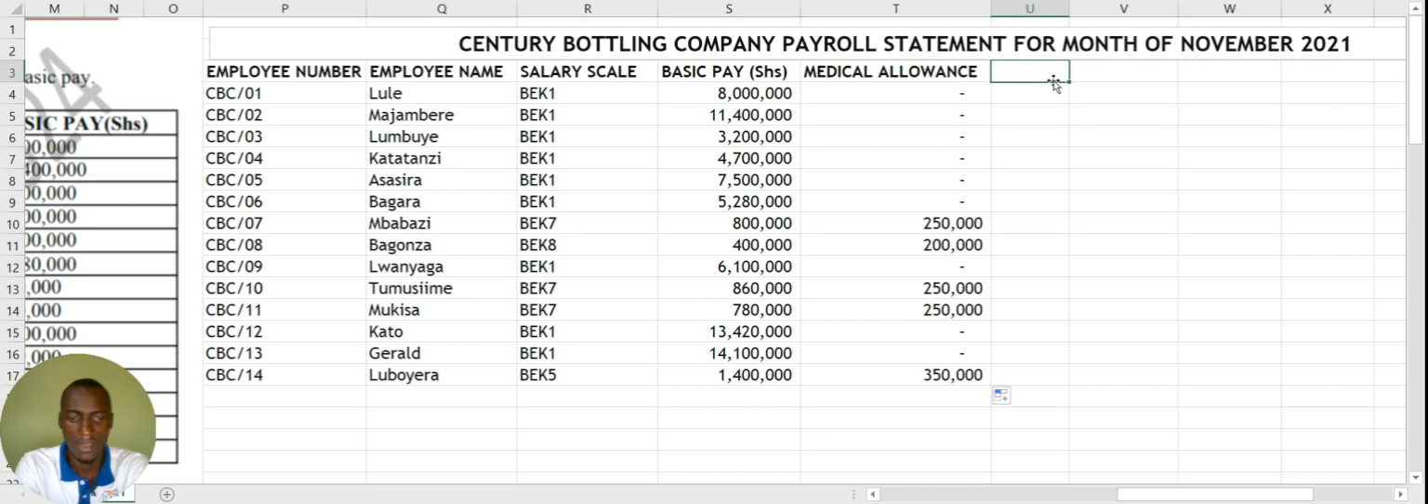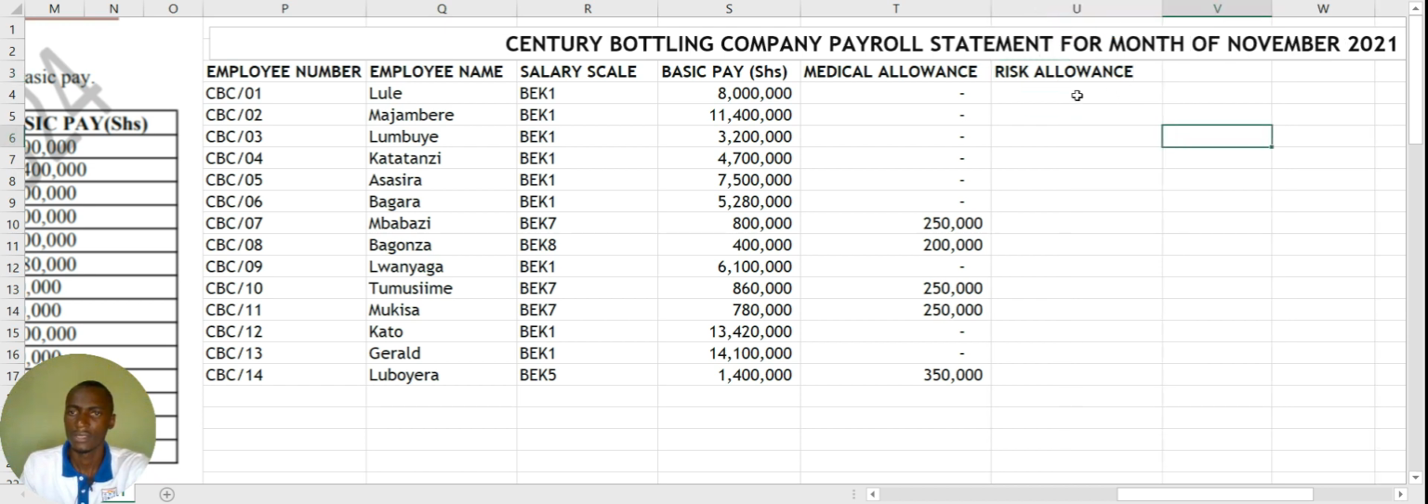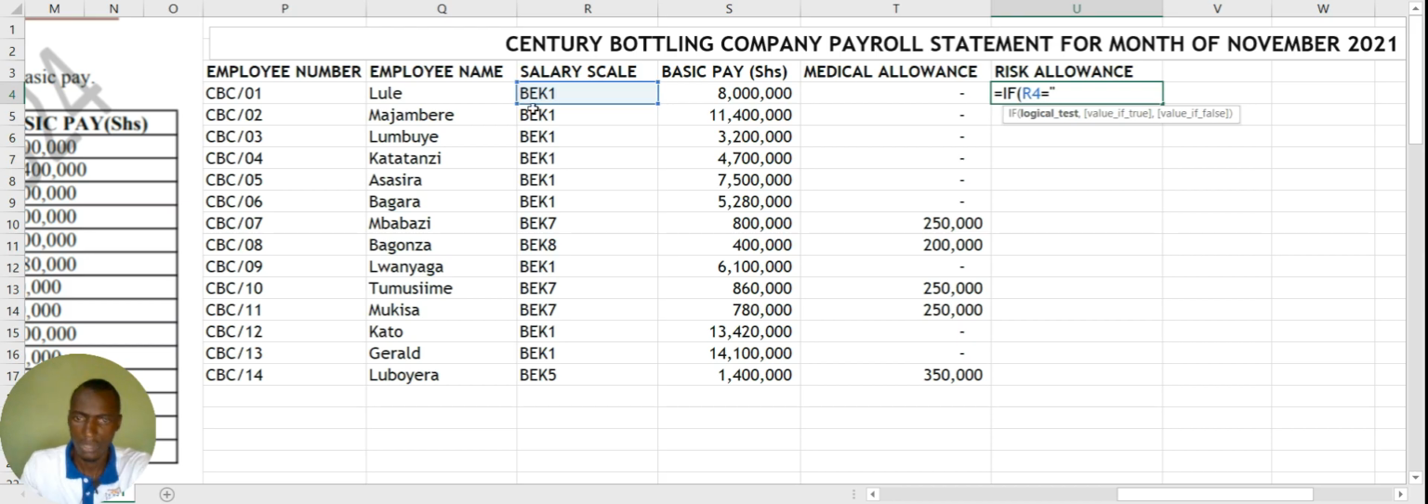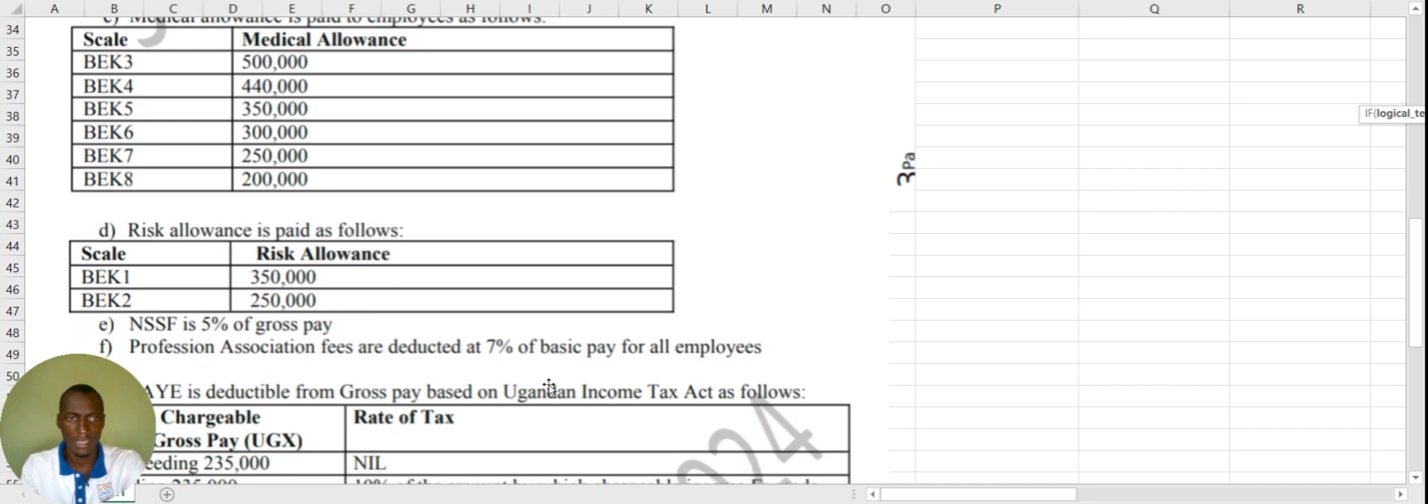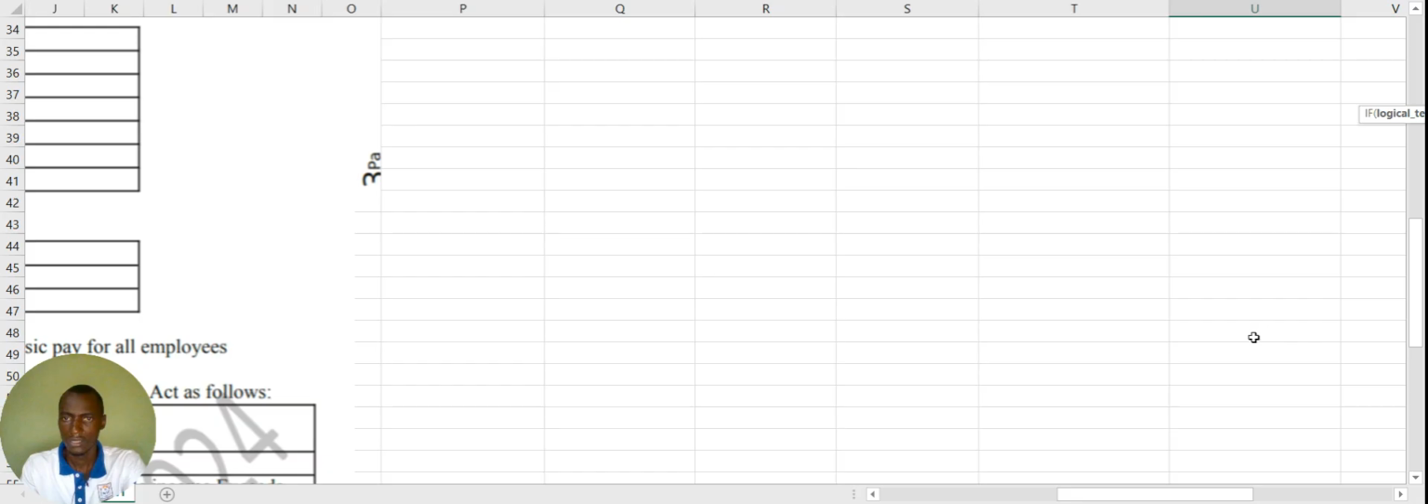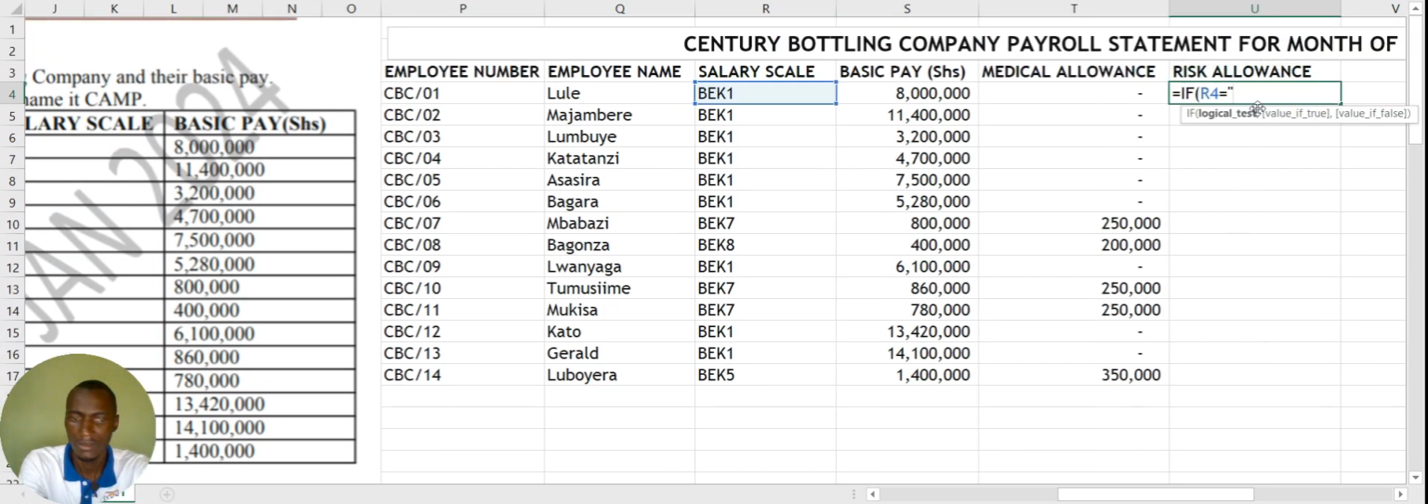So this is risk allowance. I'll say if our salary scale equals BEK1, then they will get 350,000.